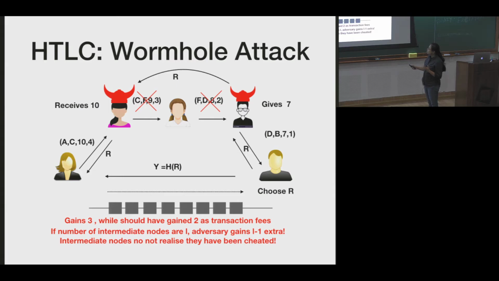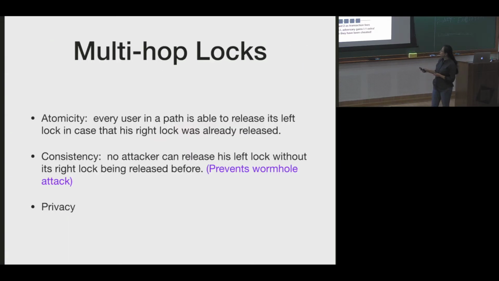So if you have L intermediaries, and you can skip the L intermediaries between the adversarial nodes, then you get L minus 1 extra. The bigger problem is that everyone thinks they're fine. No one essentially gets to know that they have been cheated. So this attack is more difficult to detect in the network.